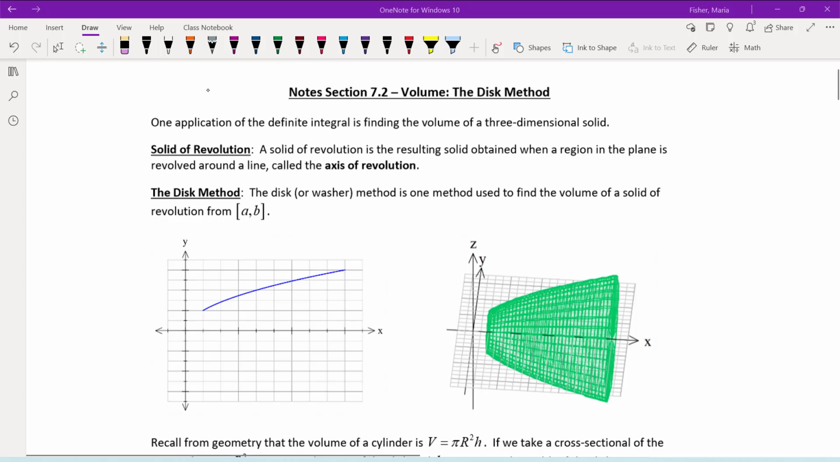Section 7.2 is volume, the disk method. Now, one application of the definite integral is that it allows us to find the volume of a three-dimensional solid. So let's talk about a solid of revolution.